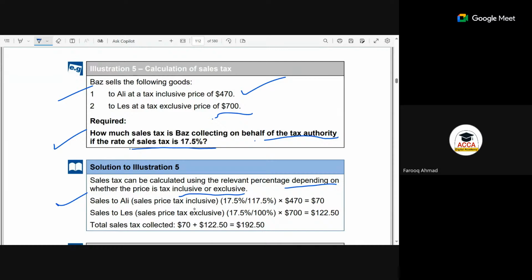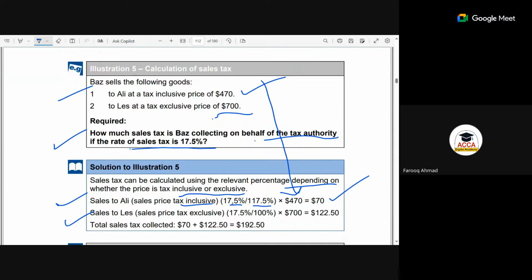When tax is inclusive, whatever tax rate you have, you add it to 100. So 17.5 divided by 117.5, multiplied by 470. You will get $70 as the tax which is included in this figure. And then the tax exclusive sale.